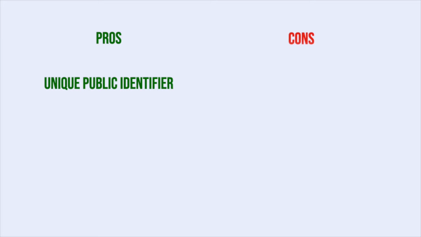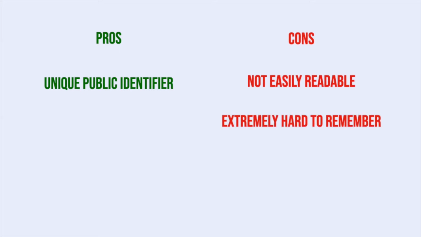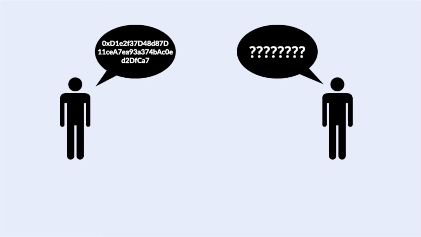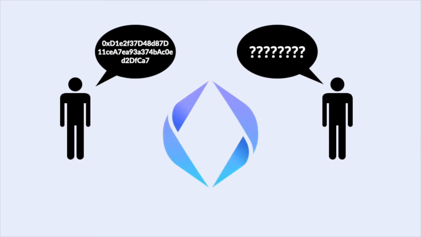But in terms of being human readable and rememberable, it's really bad. So for instance, if someone wants to send you an asset on the Ethereum blockchain and you tell them your address is 0xD1E ... I can guarantee you 100% they're not going to remember that name. And this is where ENS names come in.